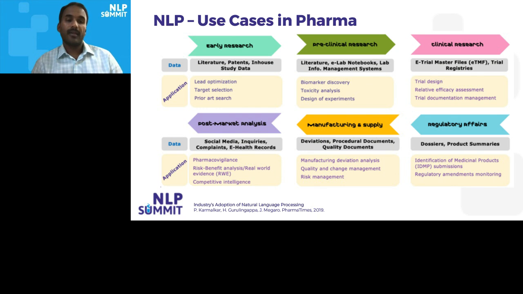Some of the application scenarios here are pharmacovigilance, trying to identify whether any side effects have been reported for our products; real world evidence analysis; or competitive intelligence, trying to understand how well our products are placed in the market and how they are faring in comparison to our competitors, or how we can improve our presence in the market. So looking at this end-to-end scenario, we observe different types of data being generated and different use case scenarios where NLP can play a very crucial role.